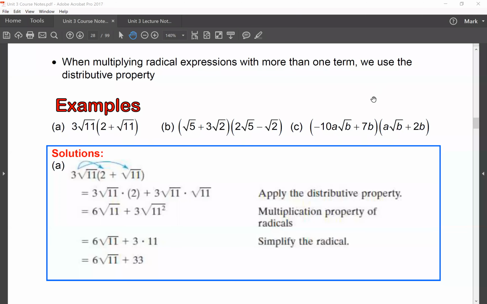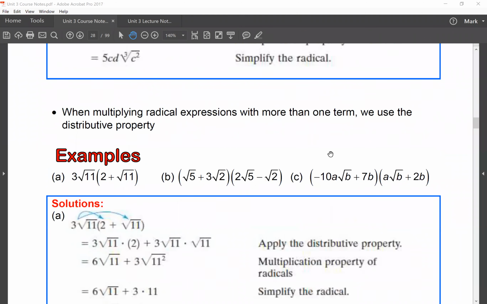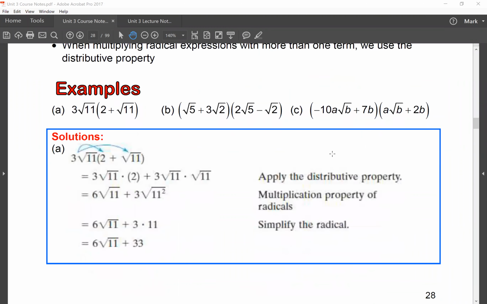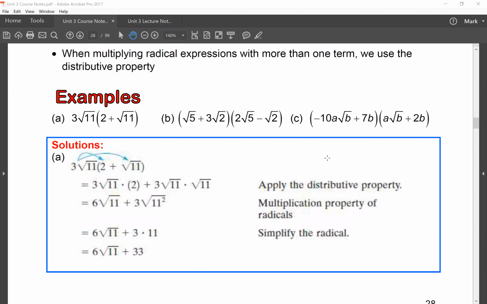Okay, so good morning. Yesterday we briefly looked at multiplying radical expressions. Today we're going to continue on with that, multiplying expressions with more than one term. That would be using the distributive property. And one of these things we're going to use today that's very important is in question B here. We're going to kind of apply that to something else today.